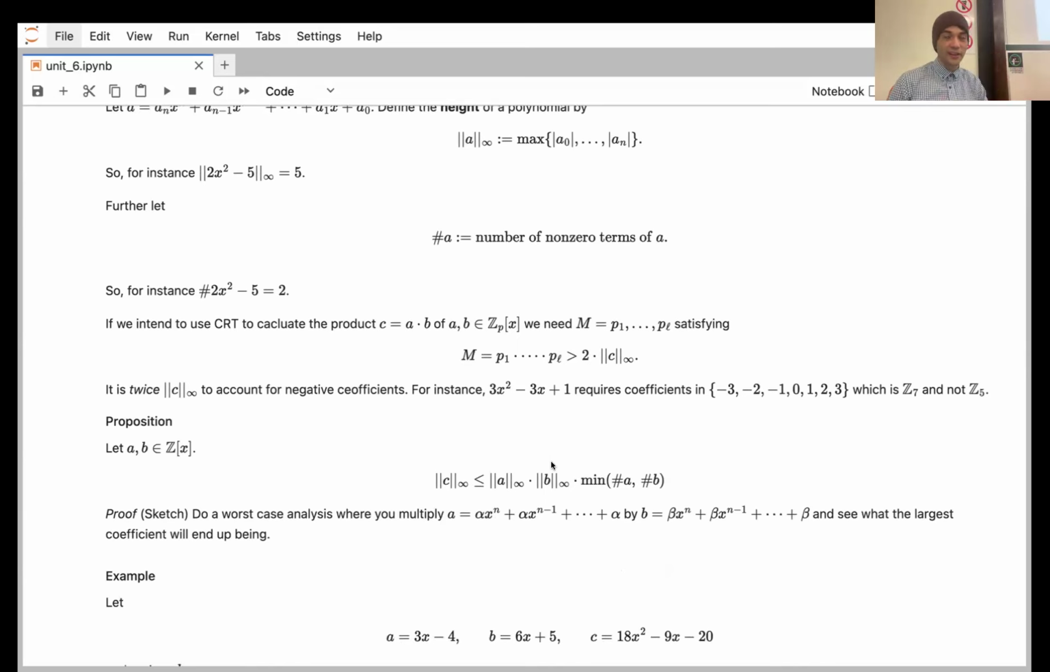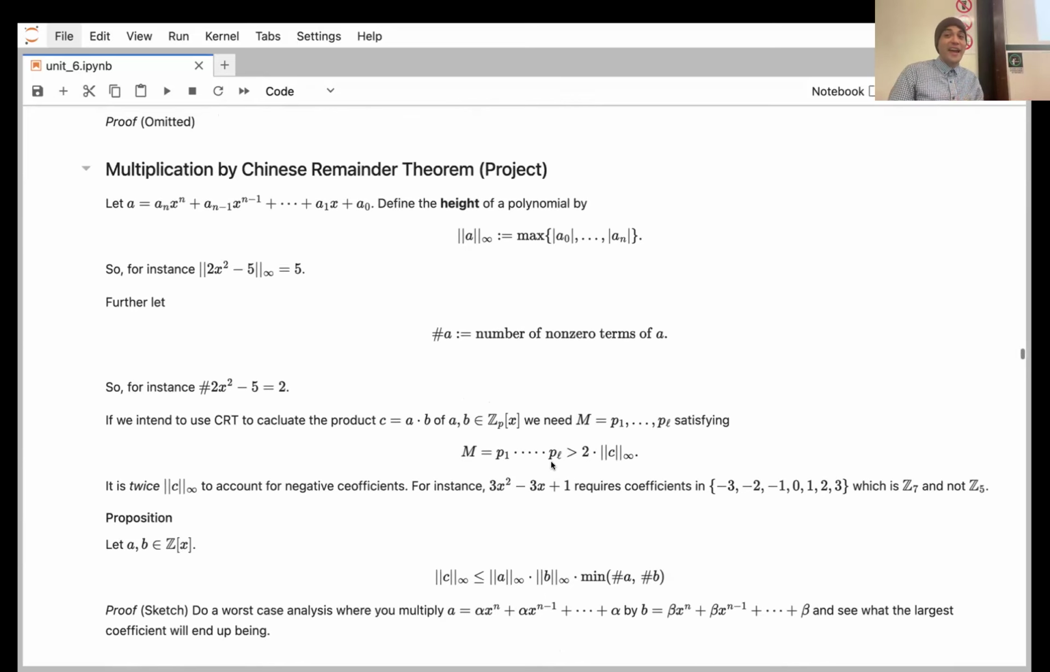Right. So that's another thing here, right? You may not have to do iterations of the Chinese remainder theorem if you just choose a large enough prime to begin with.